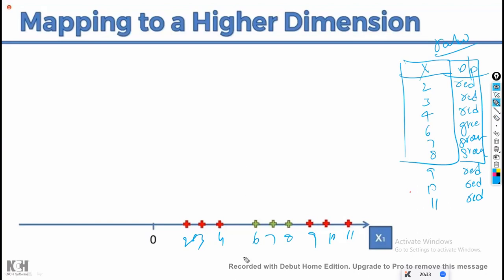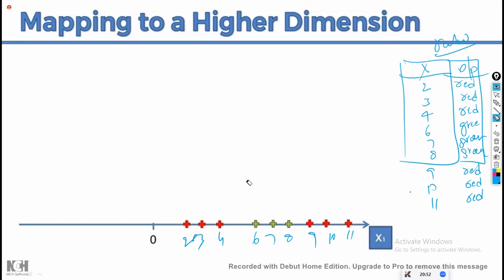Now, if I draw a line like this, I can't separate. I can draw only a single line. I can't draw multiple lines. Using a single line only, you have to separate the data, whether 100% accuracy or 90% accuracy or 98% accuracy or 60% accuracy, but only one line you can draw.